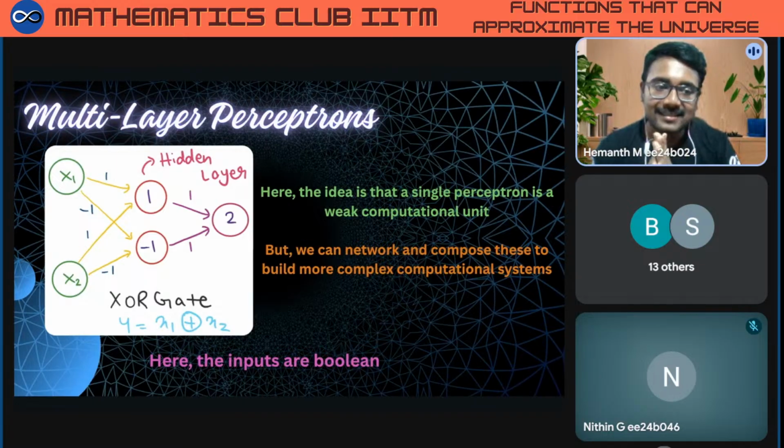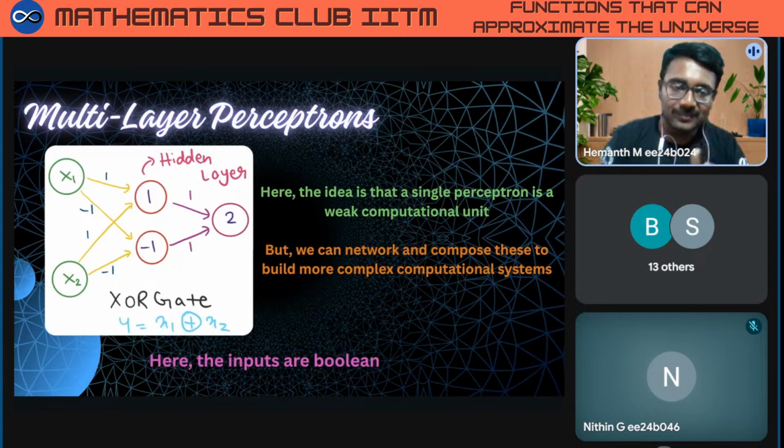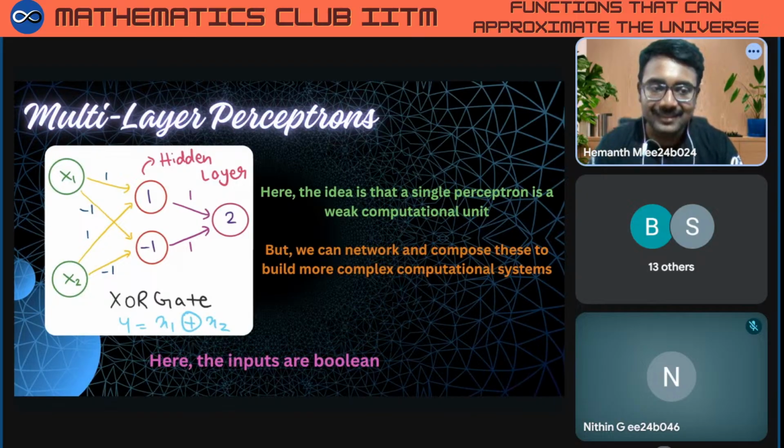I hope the question is clear. The question is, when you have three inputs and you want to model the three-input XOR gate, how many perceptrons do you need at minimum? Just don't complicate this network. At minimum, how many perceptrons do you need in the first hidden layer in order to model this? Or at least the basic one.